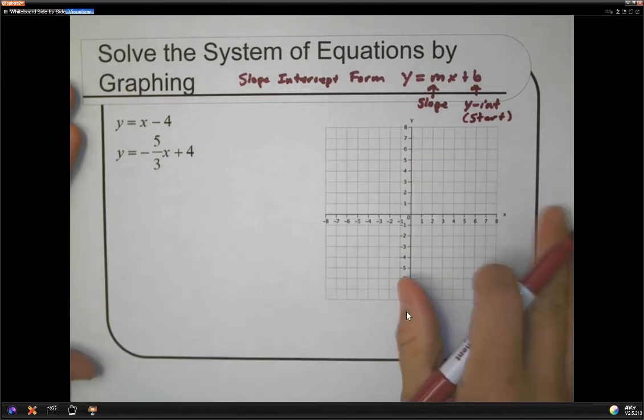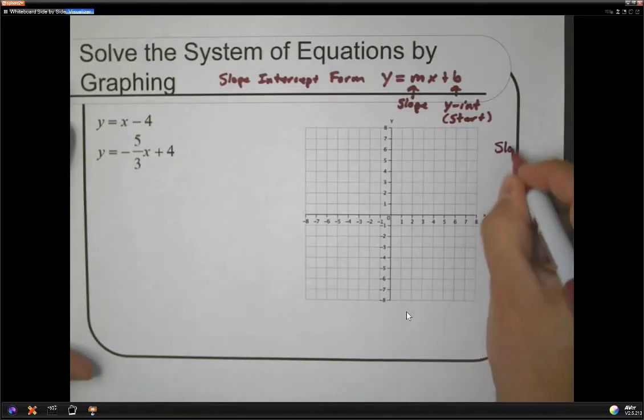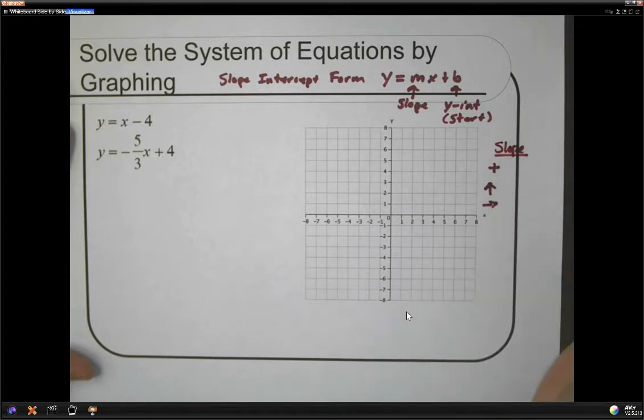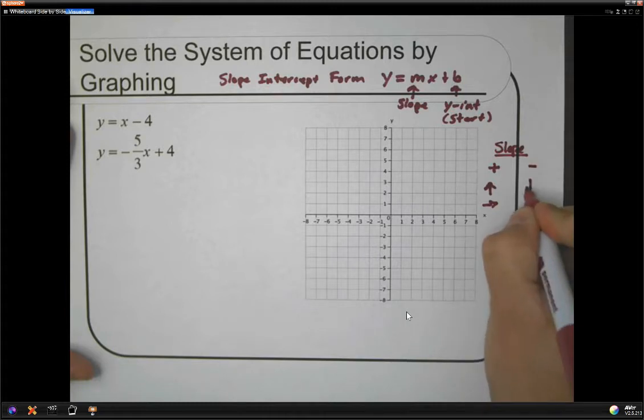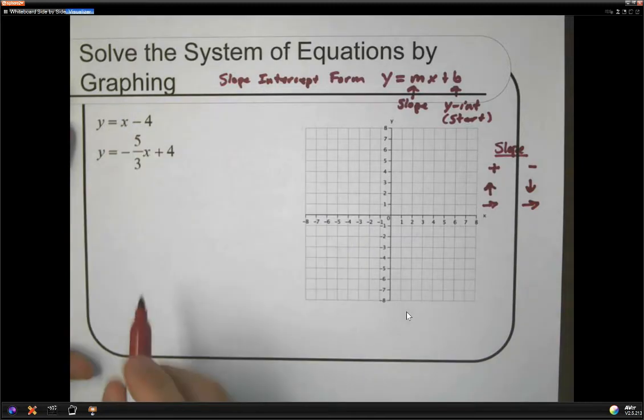Now, a quick reminder for slope, just in case you need it: whenever the slope is positive, you're going to be going up and to the right. If the slope is ever negative, then you're going to be going down and to the right. So that's a side note reminding us of how to graph. So let's graph the first one.